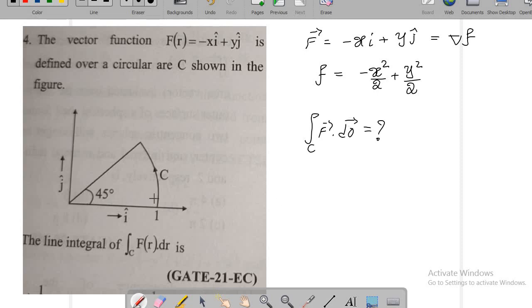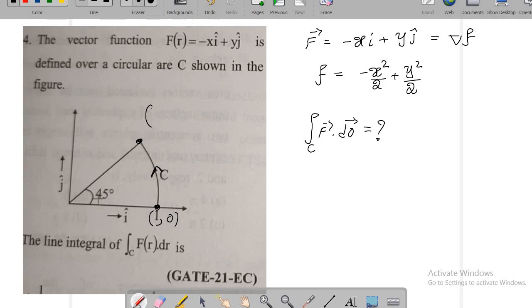And you try to observe, C is not a closed curve. They said it is defined over a circular arc C as shown in the figure. You see an arrow mark is there here only. It is not given here and here. Suppose if the arrow mark is given here and here, then you can assume the given curve is a closed curve. No. Here if you observe, the given curve is only this part of the curve. You see what the starting point is. The starting point is 1, 0. And you see what the ending point is.